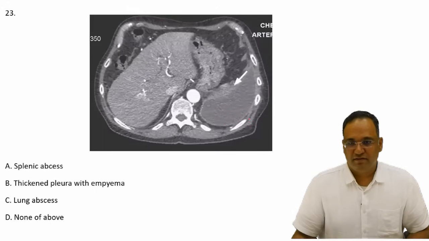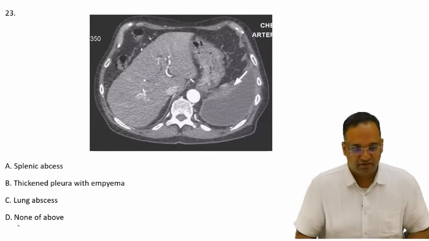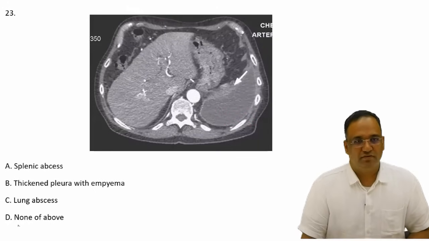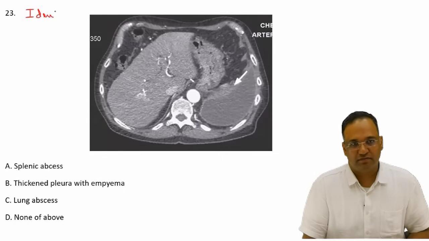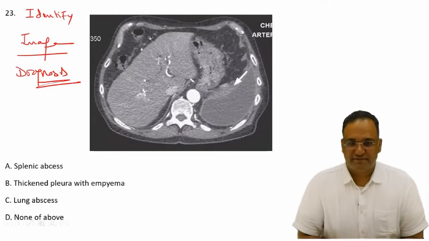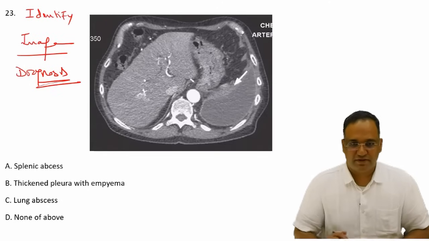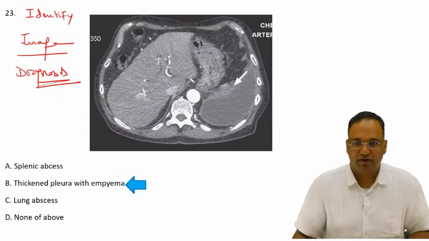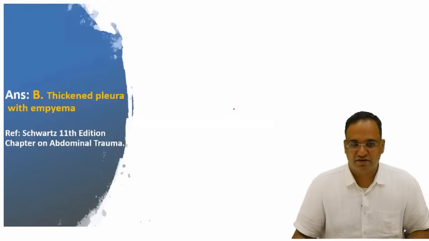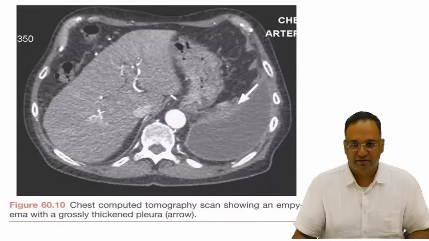Yeah. Now identify the image. Image based question. What is the diagnosis? So, the CT image shows a thickened pleura, following a consolidation of empyema. Chest CT and the collapse of lung. And you see a grossly thickened pleura.